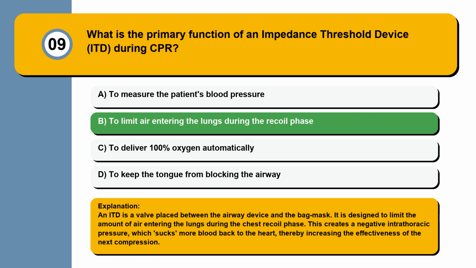An ITD is a valve placed between the airway device and the bag mask. It is designed to limit the amount of air entering the lungs during the chest recoil phase. This creates a negative intrathoracic pressure, which sucks more blood back to the heart, thereby increasing the effectiveness of the next compression.